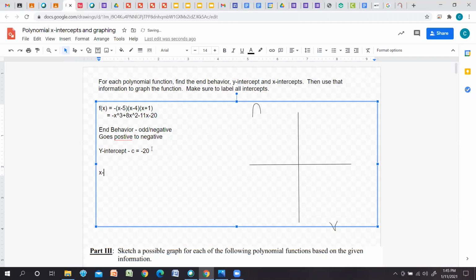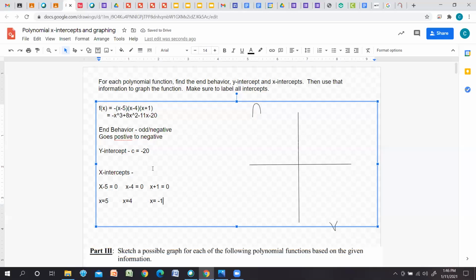Then the x-intercepts, I take the factored form and I set each factor to 0. So I say x minus 5 equals 0, x minus 4 equals 0, x plus 1 equals 0. So if I solve each of them, I have 3 intercepts: x equals 5, x equals 4, and x equals -1.